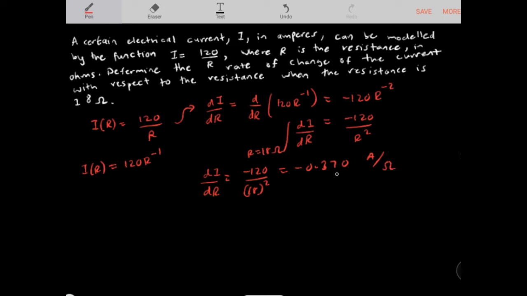So this is the rate of change of current, in amperes per ohm, that you'll basically have at 18 ohms.